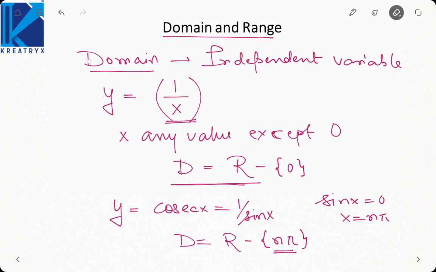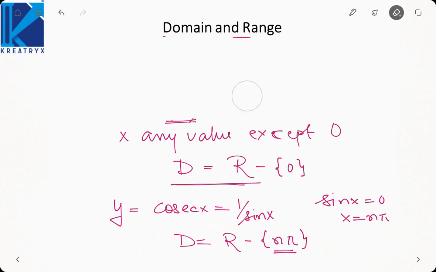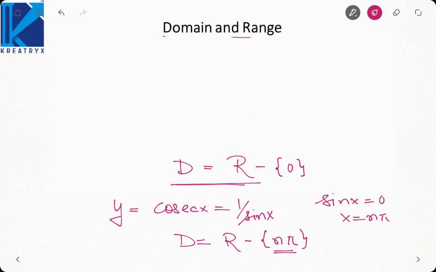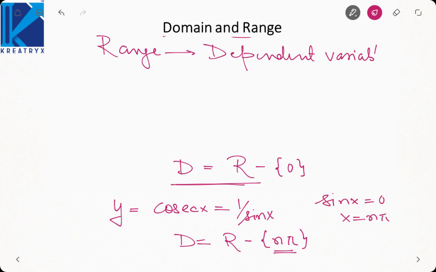Now what is the range? Range is the set of all possible values of the dependent variable. So range is related to my dependent variable. Suppose I am talking about the function y equal to sin x. Then we know the sine value can always oscillate between minus 1 and plus 1. It cannot go beyond that. So the range will be [minus 1, 1].